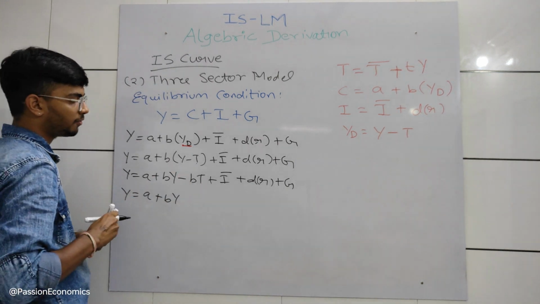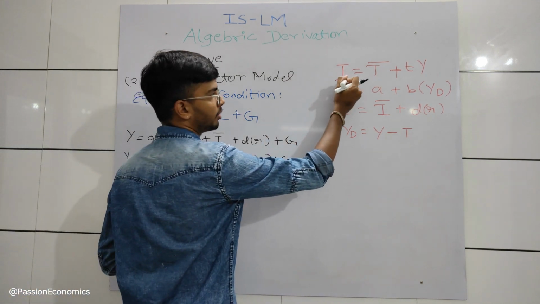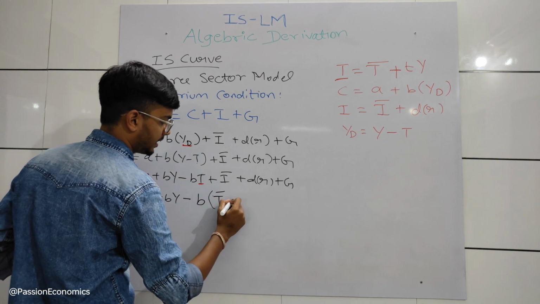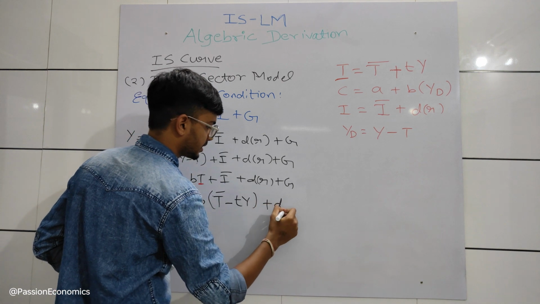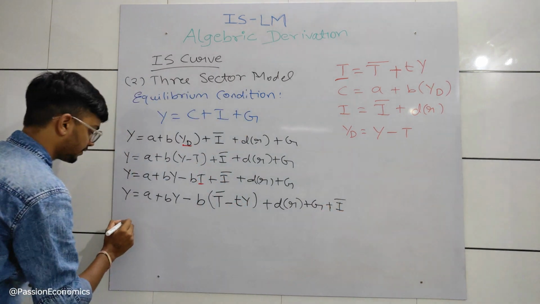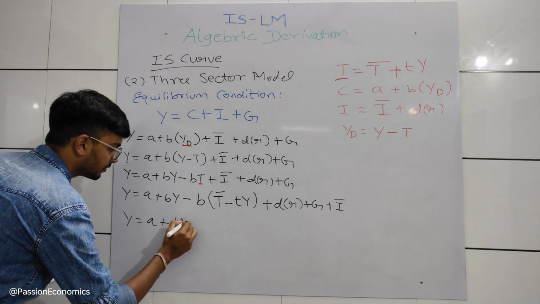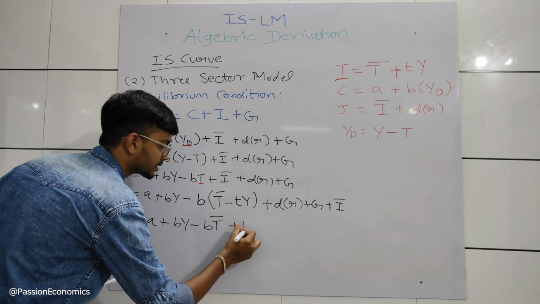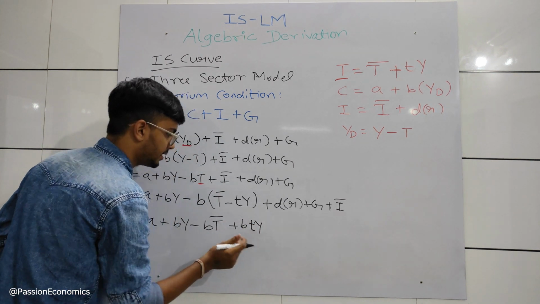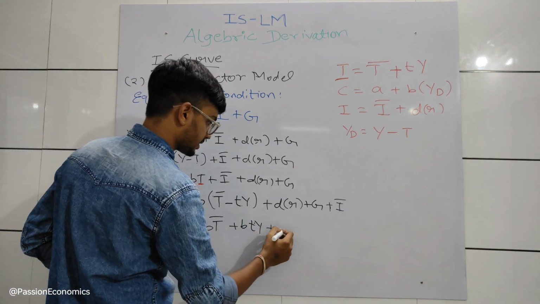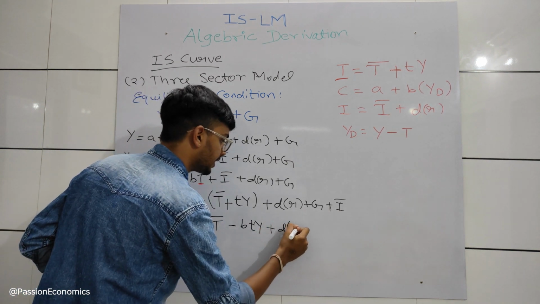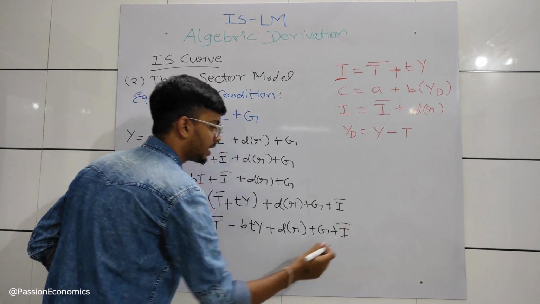Further, Y equals A plus BY. Now we will substitute the value of T from here, T bar plus tY, and we will get Y equals A plus BY minus BT bar minus BtY plus dr plus G plus I bar.